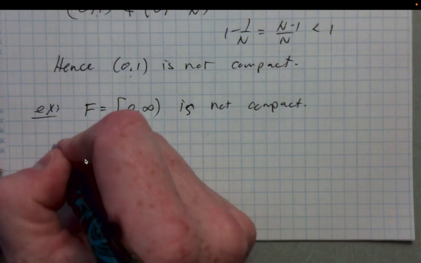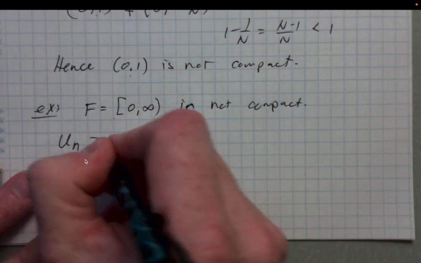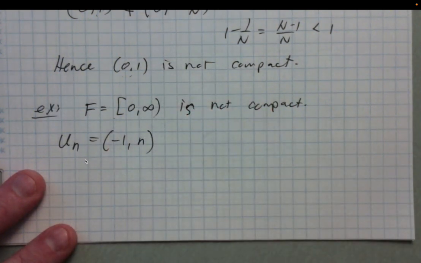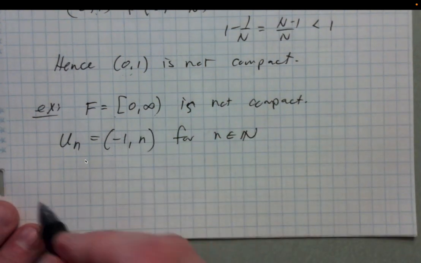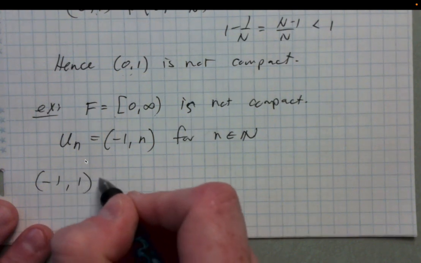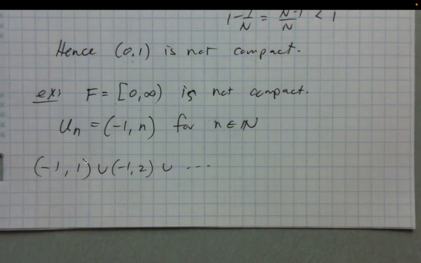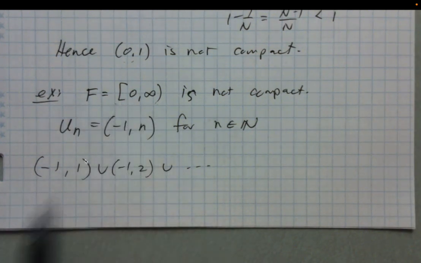Let's consider an open cover. We'll say U sub n is equal to (-1, n), for n a natural number. Right, and so what do you got here? You've got (-1, 1), or (-1, 2), or so on, right? So you can see how an infinite number of these will certainly contain F. Right, so F is certainly in the infinite collection of these.